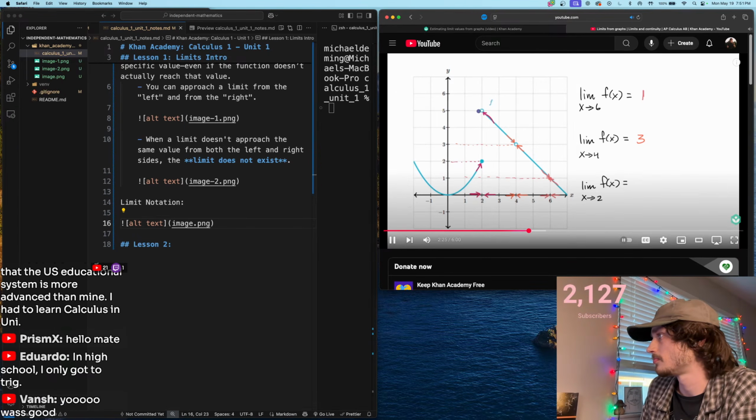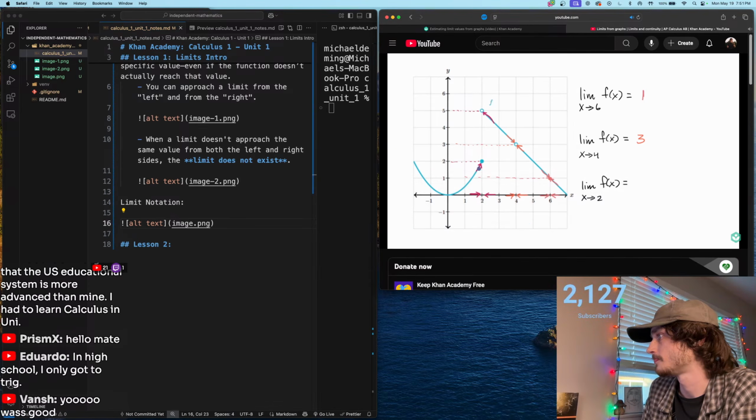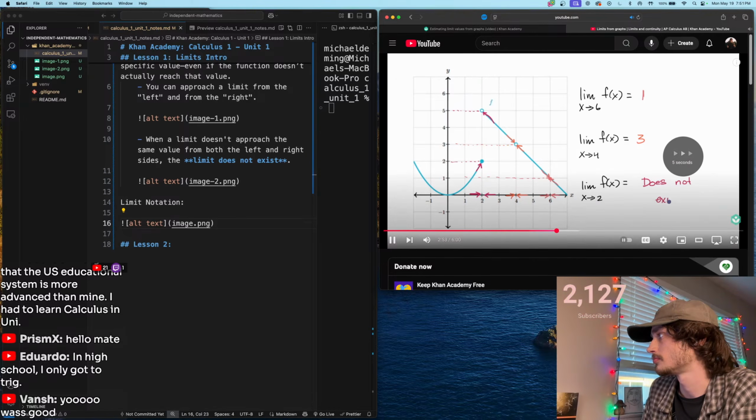The values get closer and closer to 1 on one side and closer to 5 on the other. And since we are approaching 2 different values from the left-hand side and the right-hand side as x approaches 2, we would say that this limit does not exist, which is interesting.